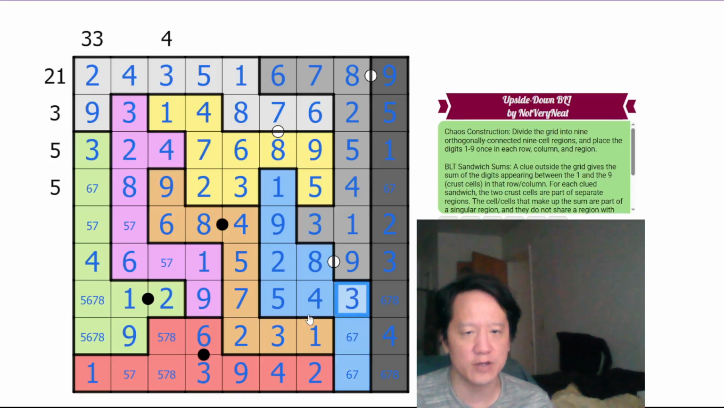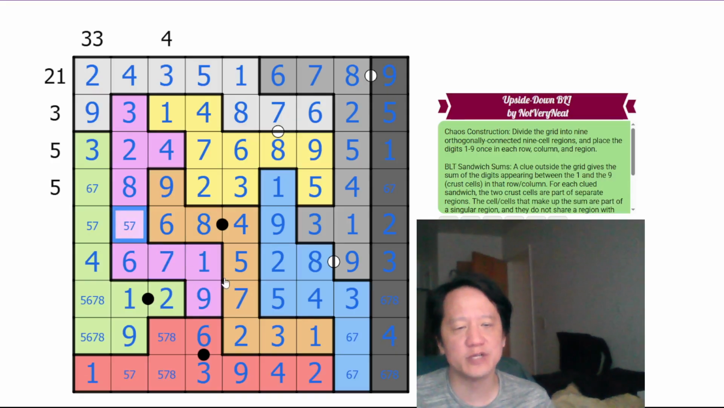It must be there. 5 eliminates 5 here, so it's 7, which eliminates 7 here, so it's 5, which eliminates 5 here, so it's 7. That means this can't be 7, it's 6 and 7. This can't be 7, this can't be 7. 6 eliminates 6 here, so it's 7 and 6.